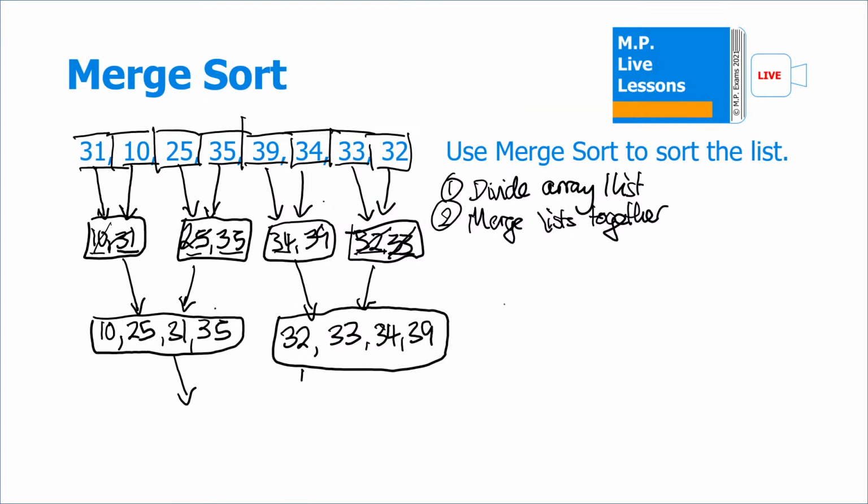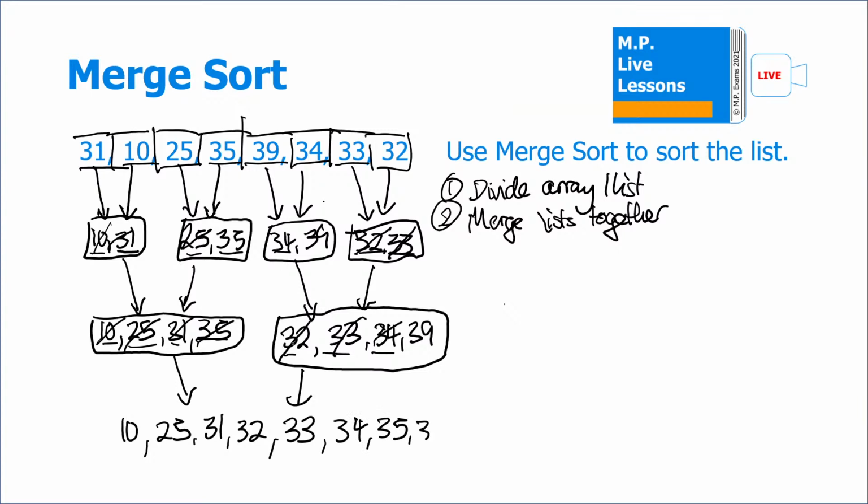And then to put them all back together into our original single list that's 8 numbers long, we compare the first two, remove the smaller one, 10, 25, 31, 32, then 33, then 34, 35, then 39. And that's now sorted.